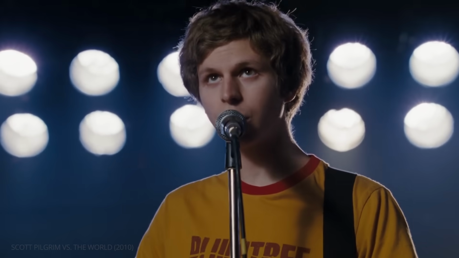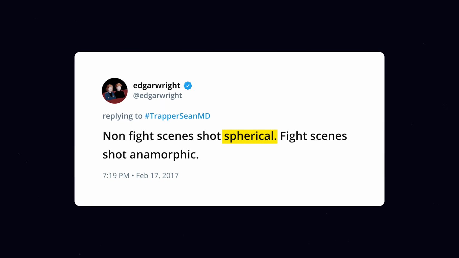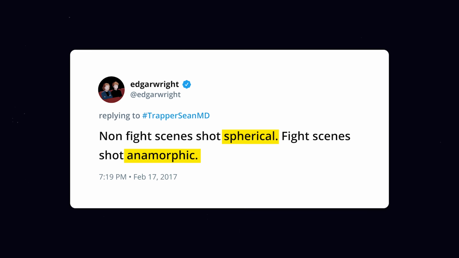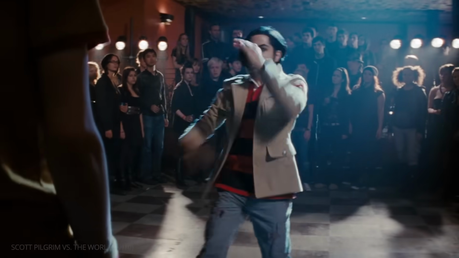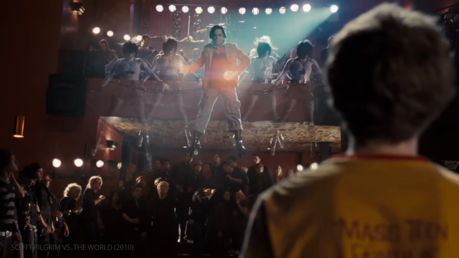For Scott Pilgrim versus the World, Edgar Wright shot with spherical lenses for the majority of the film, but used anamorphics for the fight scenes to enhance their fantastical qualities.